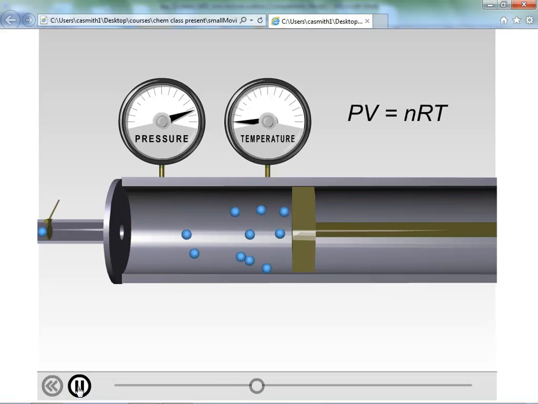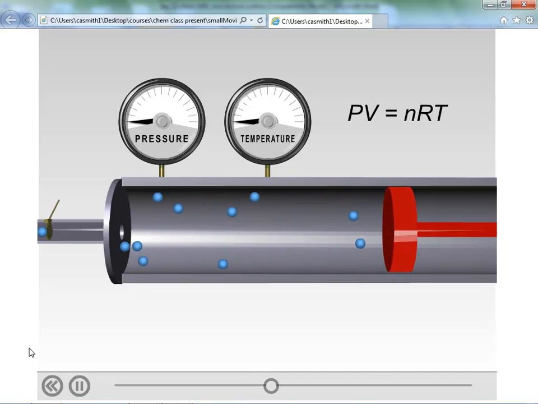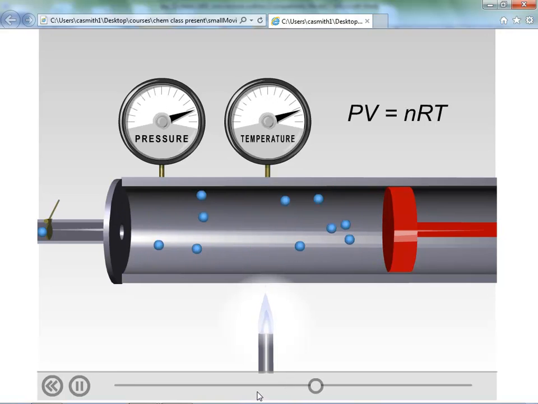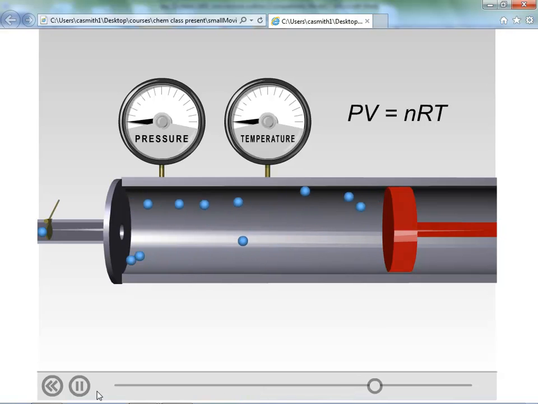We now lock the piston to create a constant volume and number of atoms. Increasing the temperature results in increased kinetic energy for the atoms. The result is an increase in both temperature and pressure. Removing the heat source allows the kinetic energy of the atoms to dissipate to the surroundings, and the system returns to original conditions.